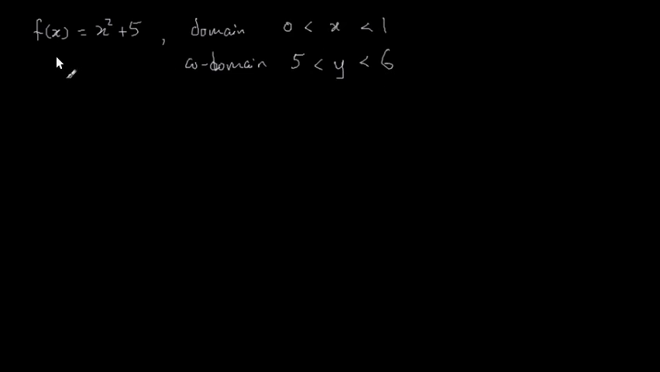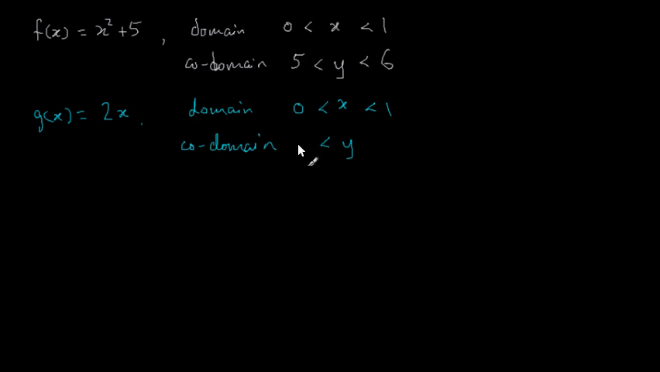Now for the other function, I'll use the g(x) that I used before. Now g(x) is equal to 2x, and I also need to specify a domain and a codomain. So let the domain be, say, between 0 and 1 as well, just the same as for f(x). Let's say the codomain is between 0 and 2.